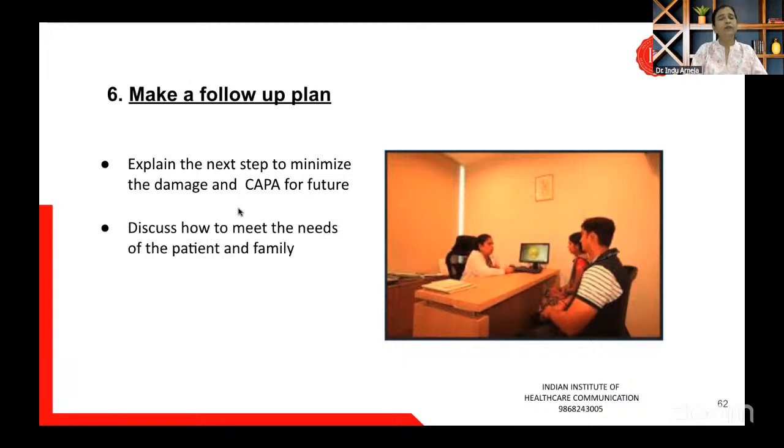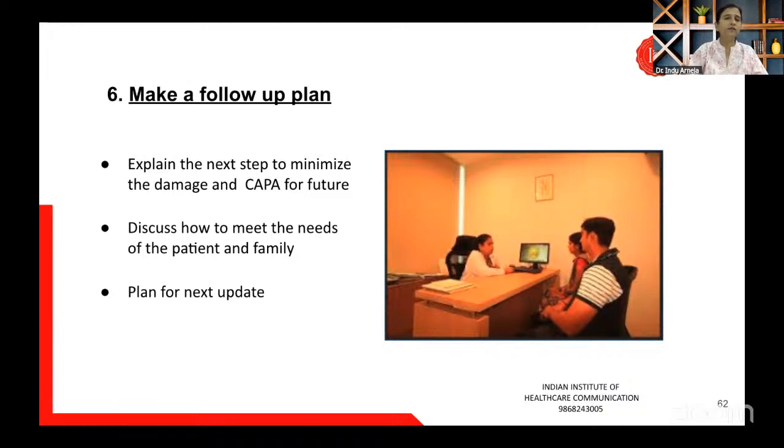Then how are you going to meet their needs? For example, if they want to meet the patient, when and how will you make sure that they are able to see the patient? Or maybe they want to go for a second opinion, how will you facilitate that? Then plan for the next update, especially if the condition is really unstable, or the patient has been moved to ICU.